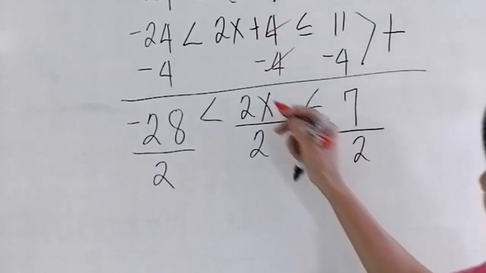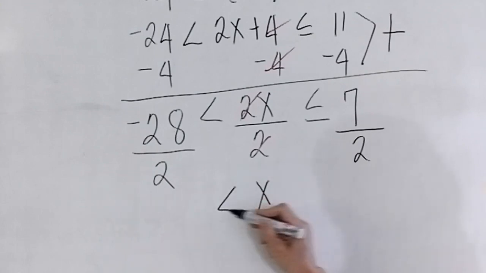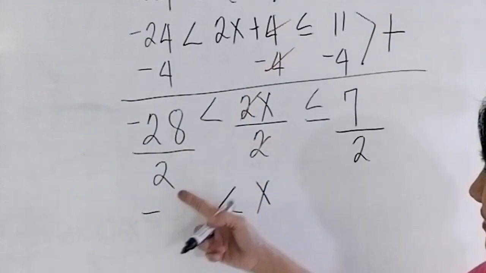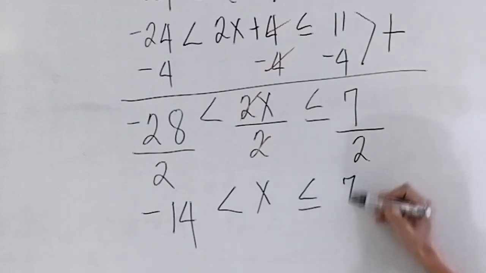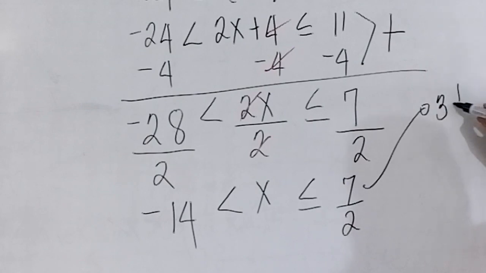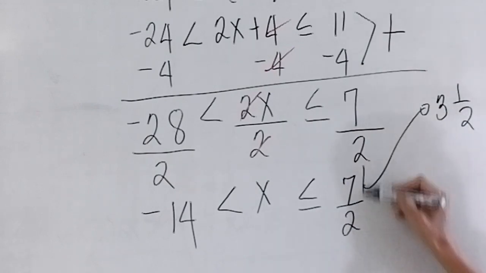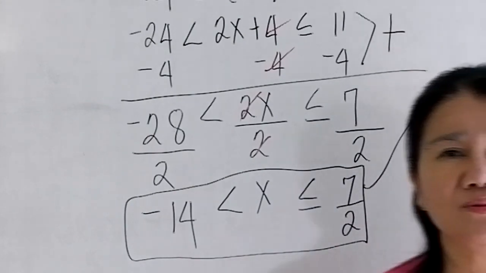You cancel this again there, so you're left with x is greater than negative 14 and less than or equal to 7 halves. 7 halves is 3.5, so you can change that to 3.5, whatever your teacher demands you to.